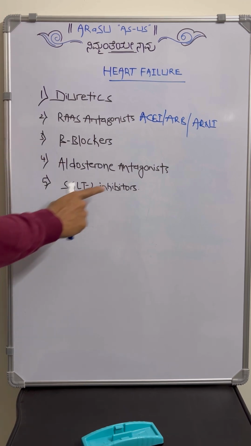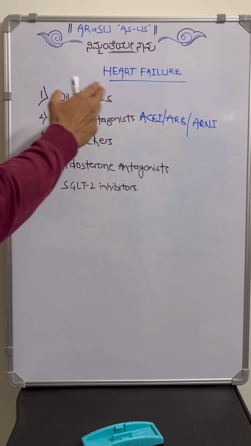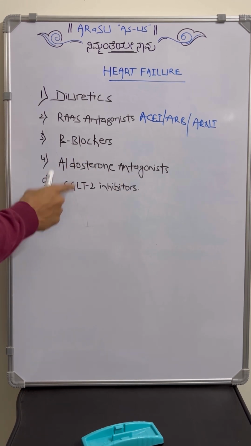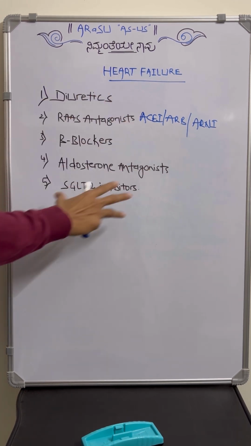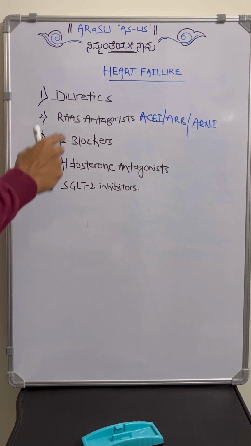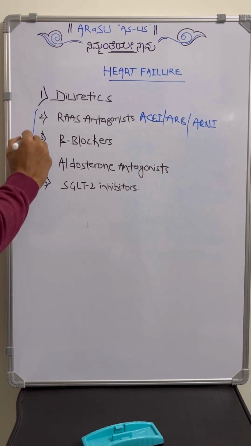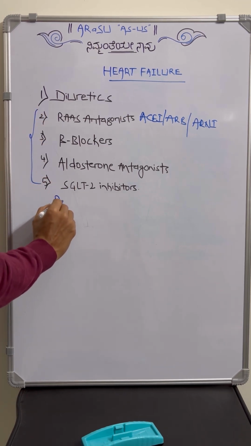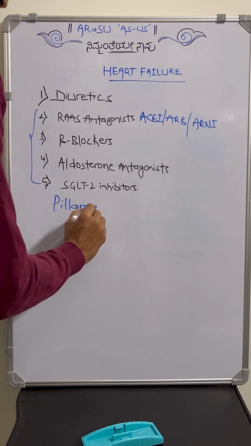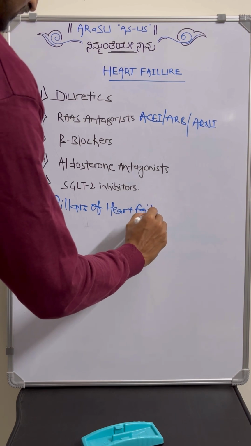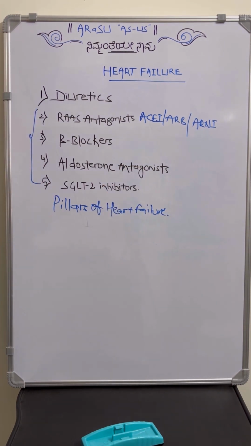Fifth one is SGLT2 inhibitors. Nowadays, in case of heart failure with reduced ejection fraction, you might have heard about dapagliflozin. That is an SGLT2 inhibitor. Through various mechanisms, dapagliflozin is beneficial in case of heart failure with reduced ejection fraction. So we can consider these things as the pillars of heart failure. So this is about heart failure with reduced ejection fraction.